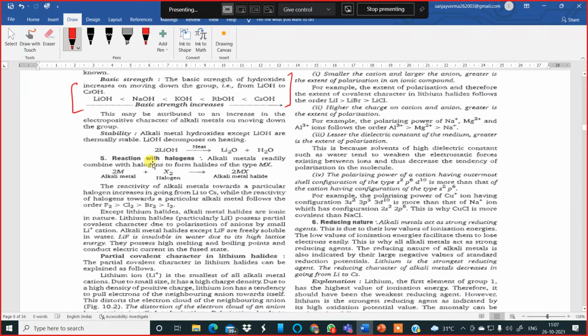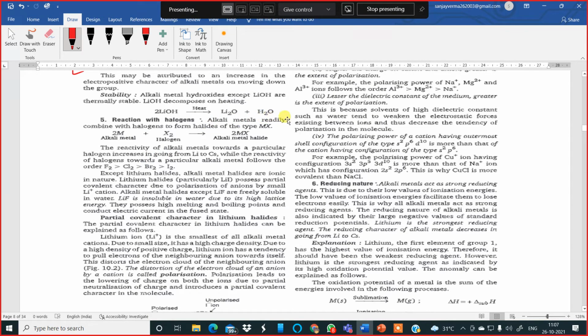Number 5, reaction with halogens. Alkali metals readily, very happily react with halogens to form halides of the type MX. So the reactivity order of alkali metals with halogens follows the following order. That means fluorine has the highest reactivity, then chlorine, bromine, iodine, to form the respective halides.